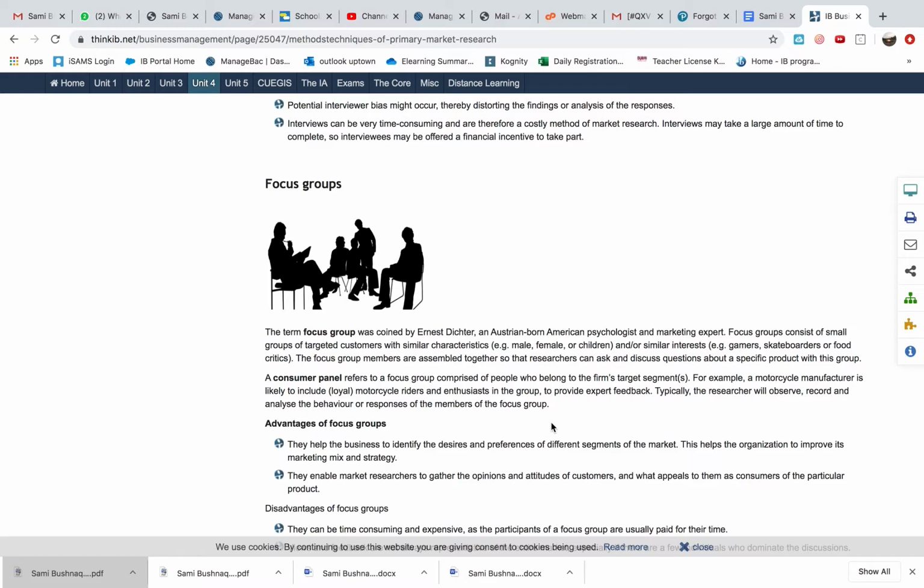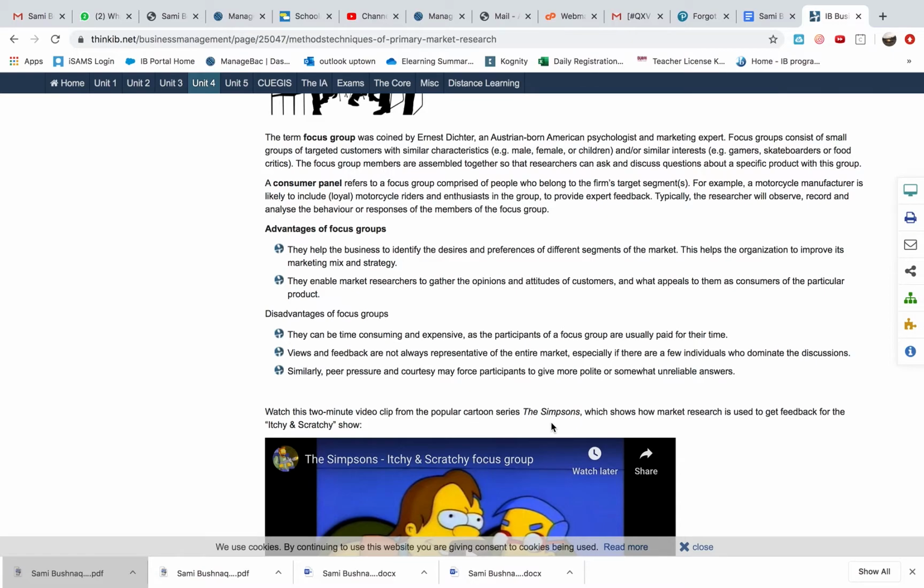So typically the researcher will observe, record, and analyze the behavior of the respondents. They might show them the product, see how they react, see their feedback, any criticism they have, and then it helps them make a lot of great decisions about their business and their product. So the advantages is it helps business identify the desires, preferences of the different segments of market, because you're separating different groups and categories. It helps the organization improve its strategy, doesn't it? The marketing mix, product, price, place, promotion.